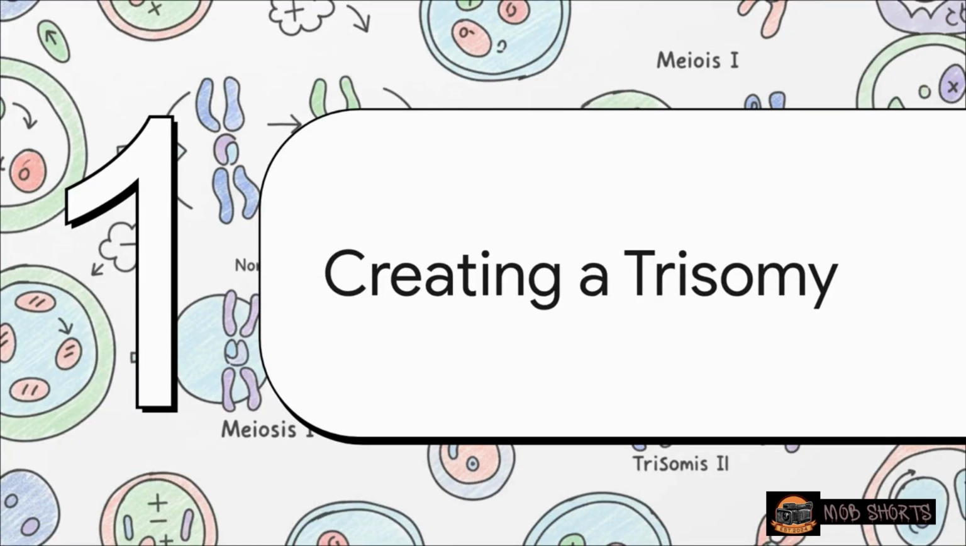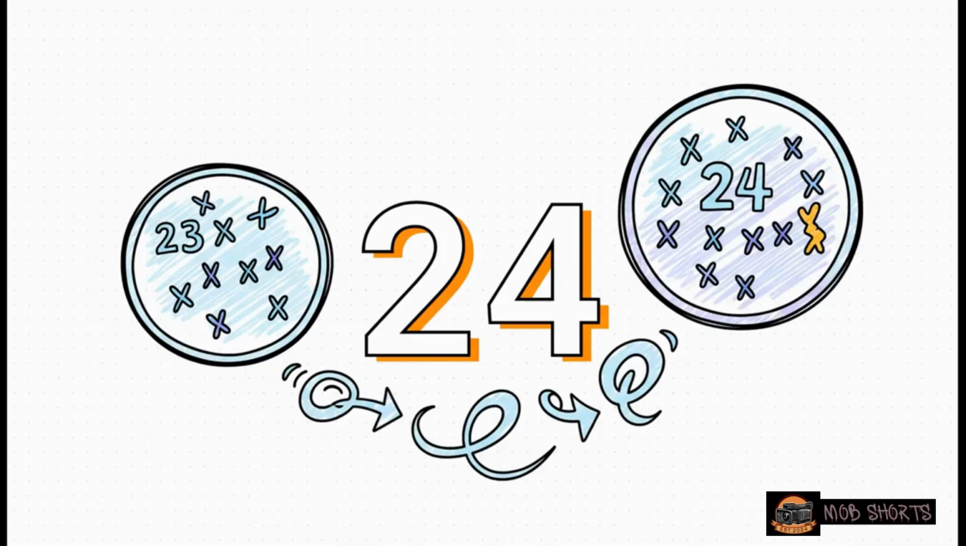So now we have a gamete, a sperm or an egg, with the wrong number of chromosomes. It's carrying either 1 too many or 1 too few. What happens when that abnormal cell goes on to participate in fertilization? Instead of the correct 23 chromosomes, an abnormal gamete might end up with 24.